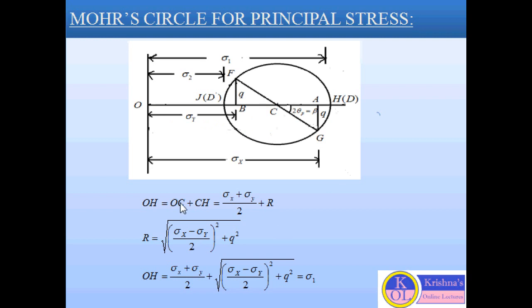OC is equal to sigma x plus sigma y by 2, and CH represents the radius of the circle. We already have the value of the radius, that is the square root of (sigma x minus sigma y by 2) whole squared plus q squared. If we put these values in the equation, we get sigma 1 equals sigma x plus sigma y by 2 plus the square root of (sigma x minus sigma y by 2) whole squared plus q squared. This is the equation for the major principal stress.